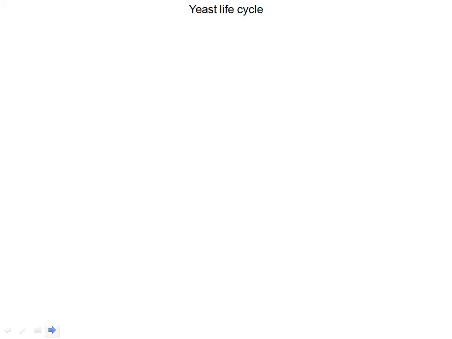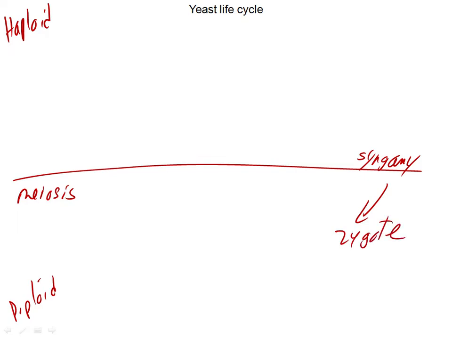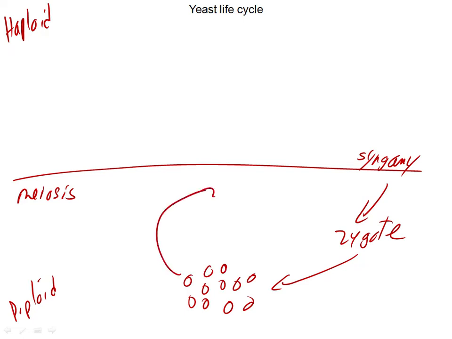So let's draw the life cycle. We're going to do this very quickly, because it's simple. So haploid above, diploid below, meiosis, syngamy. Syngamy gives rise to the zygote. And the zygote just produces lots of diploid unicellular individuals which undergo asexual reproduction through the process of budding. I can make a little drawing of a budding cell up here. We want to remember that this is budding. If we put a smile on that, it would look like a face.